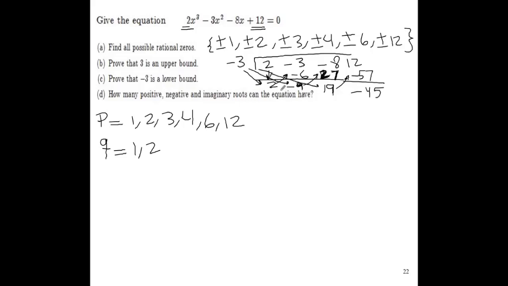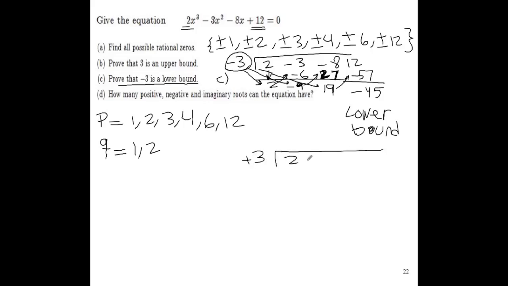So as you can see, the signs alternate between plus and minus. So that would be the lower bound, since the sign alternates there. And here's the proof that -3 is a lower bound. We just did that. That was actually part C. Prove that 3 is the upper bound. So we do the same thing with +3 here.